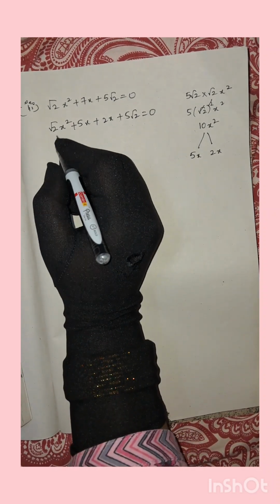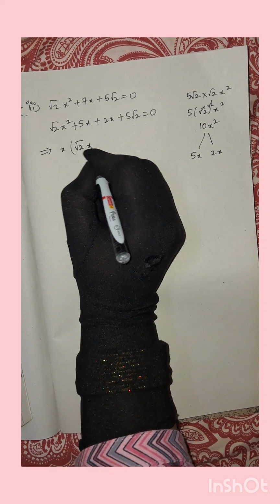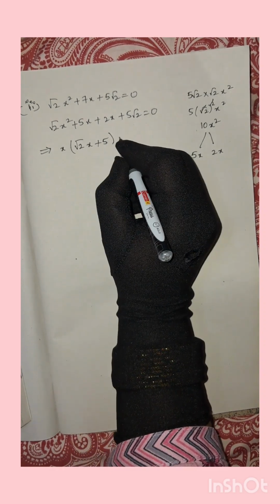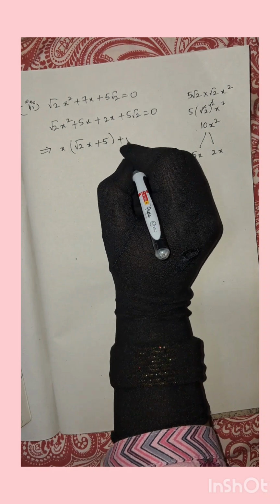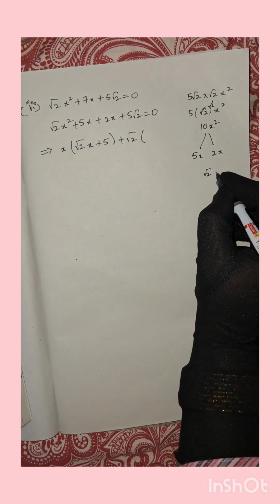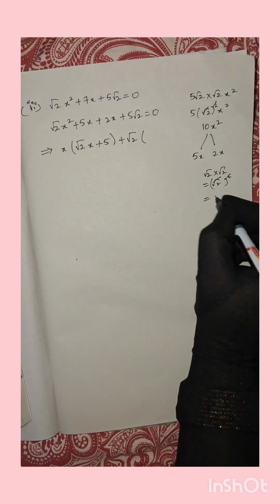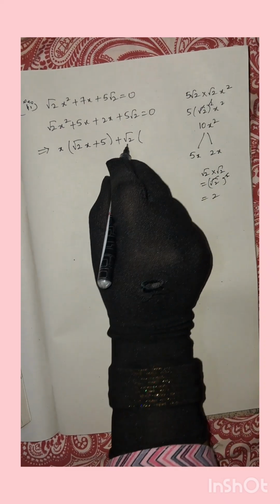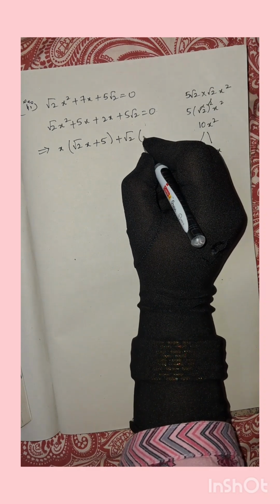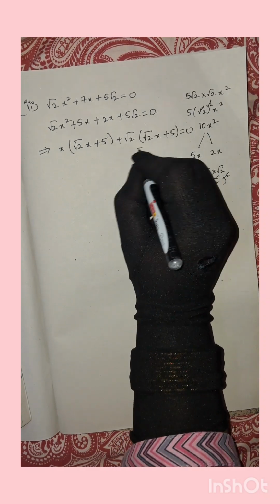Okay, so if I am taking x common in this, we are left with root 2x plus 5, right? Next, if I am taking root 2 outside here, root 2 into root 2 will be what? Root 2 whole square. Square root cancels, anyhow it will be 2. So if I am taking root 2 outside, what will be there inside? Root 2x plus 5. Did you understand this step?